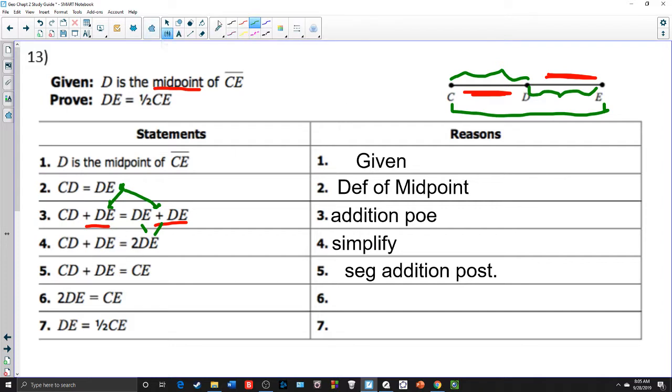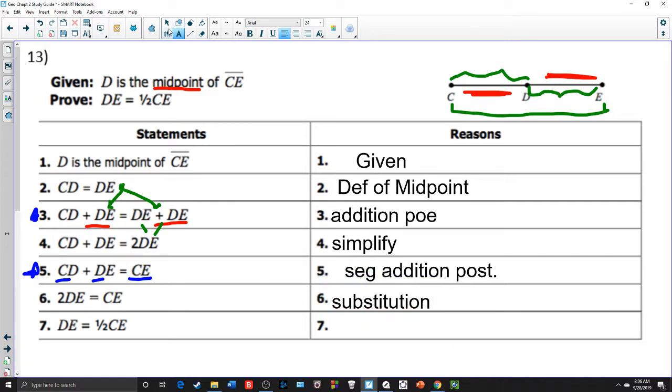So notice for a minute the difference between step 5 and step 3. In step 3, we have an adding on both sides. In step 5, we're simply saying this segment plus this segment is this big segment. So that's why this one's segment addition, whereas this one's just addition. Because this deals with adding two things to get a larger thing. This just deals with adding one thing to both sides. Then this says 2DE equals CE. Well, this is a clear-cut substitution.